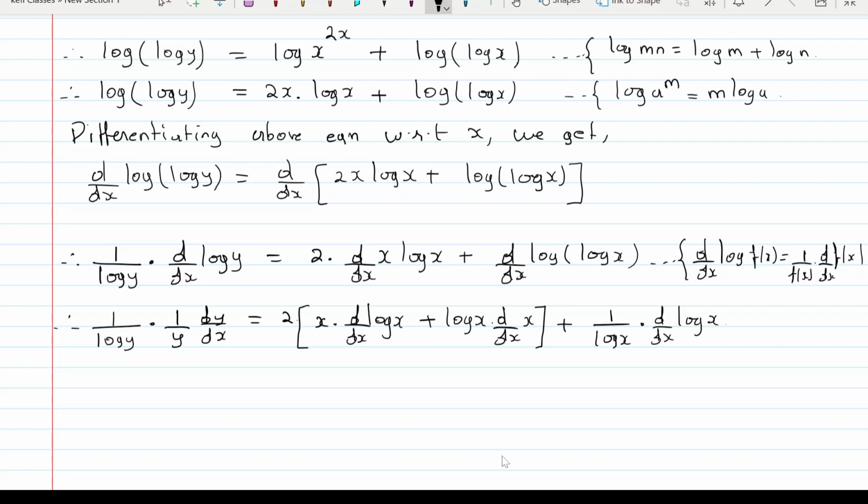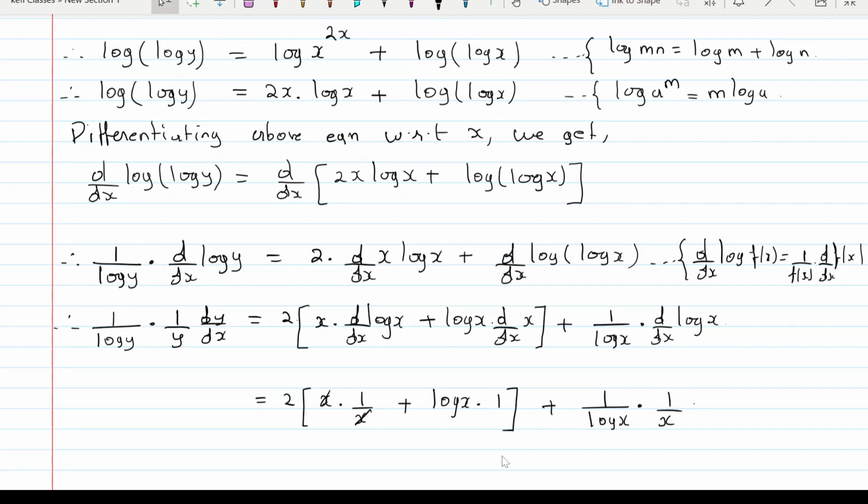We'll do by both the methods. So this is equal to 2 into x into 1 by x plus log x into 1 plus 1 upon log x into 1 by x. ठीक है? तो ये x और x कैंसिल हो गए.